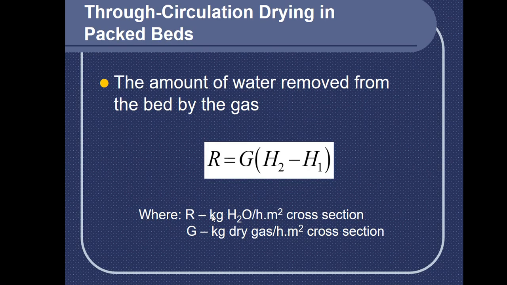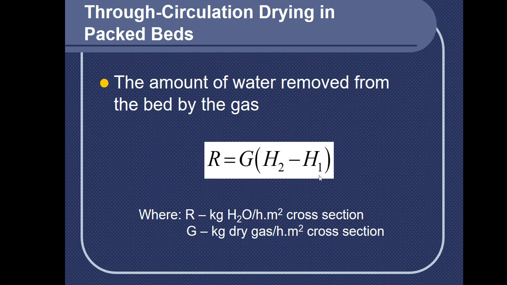Now with this type of dryer, you have this formula. The amount of water removed from the bed by the gas is given by the formula R = G(H2 - H1). Now, R is the rate of kilograms of water removed per hour per square meter cross-section of that particular bed, which is simply a screen having the solids on top. The G is the gas mass velocity, or specifically the dry gas mass velocity, the G.